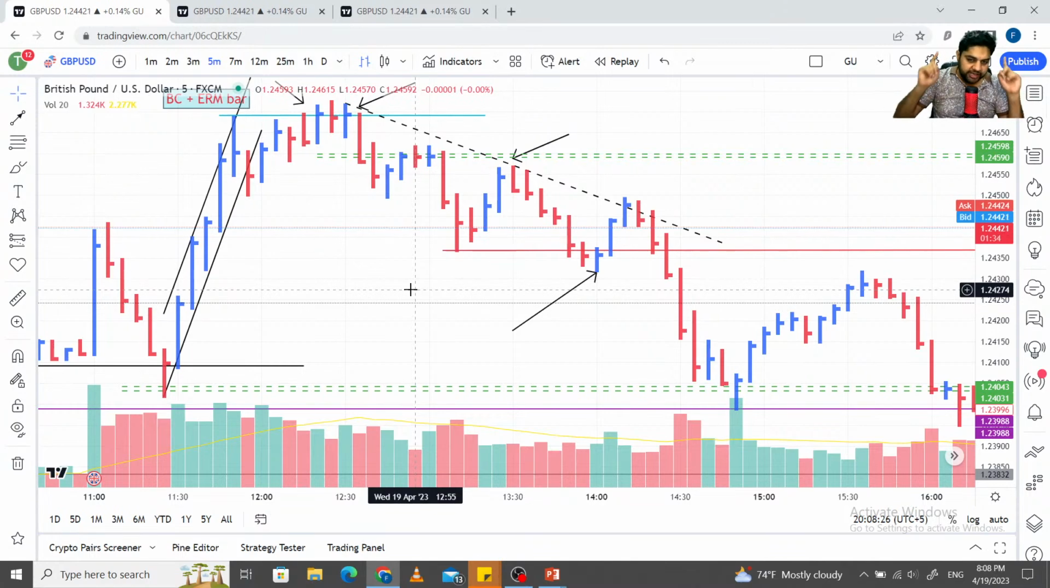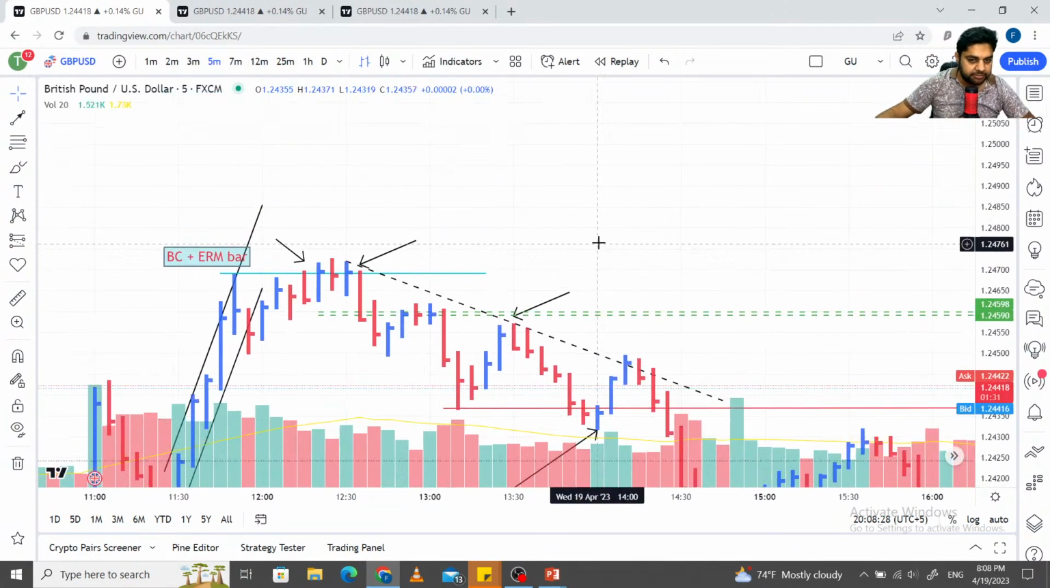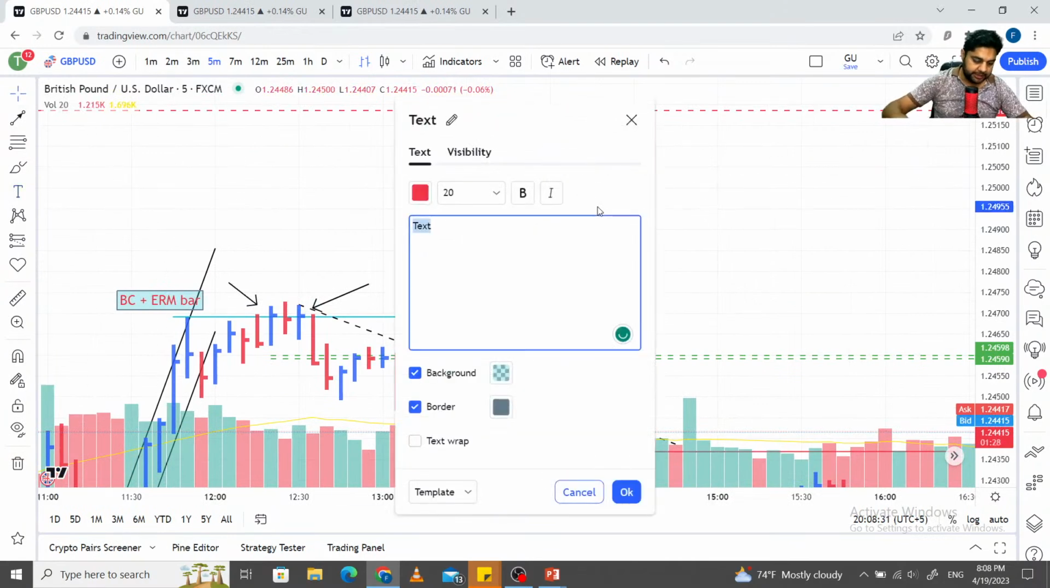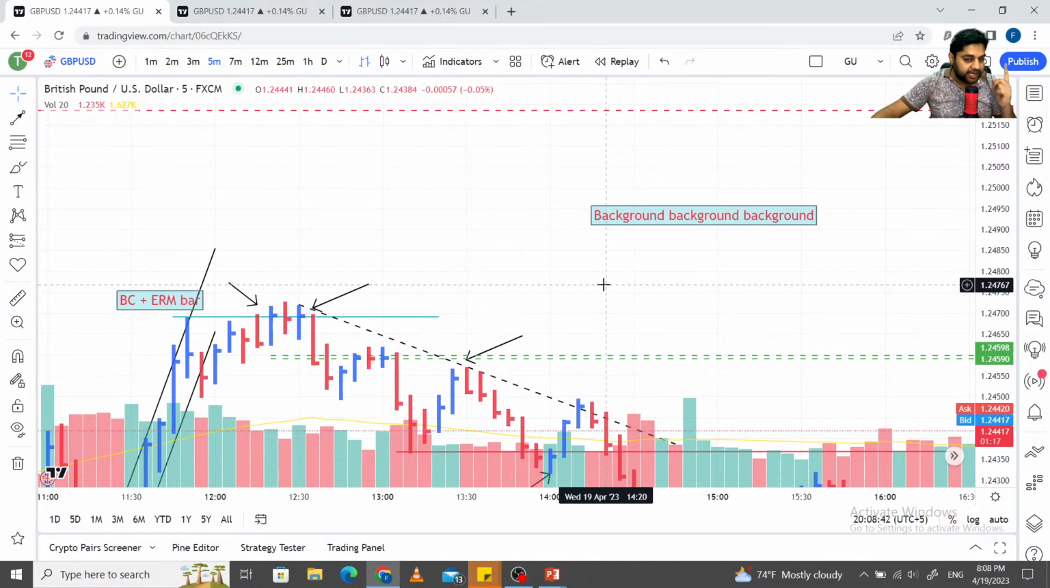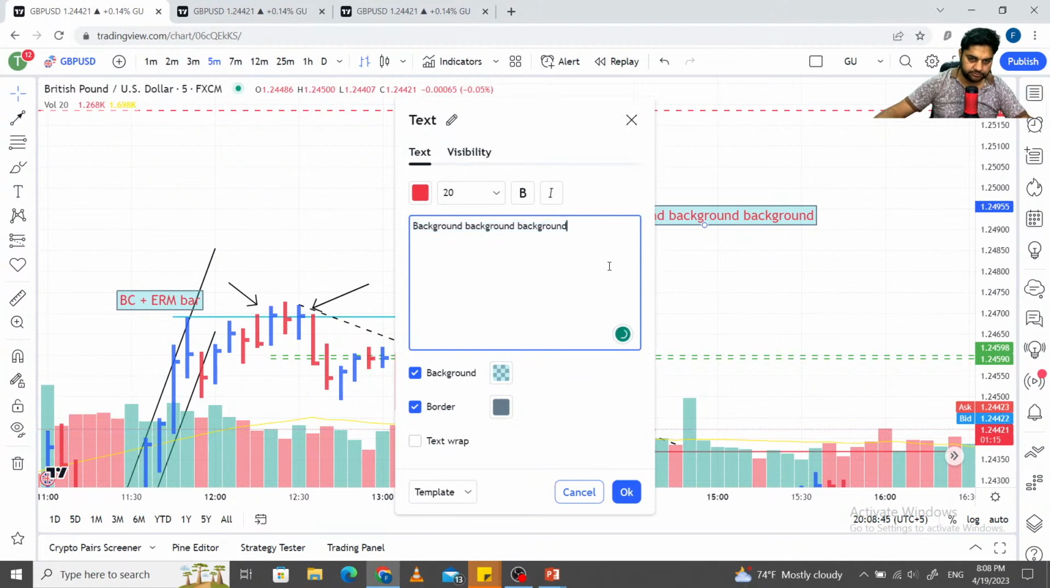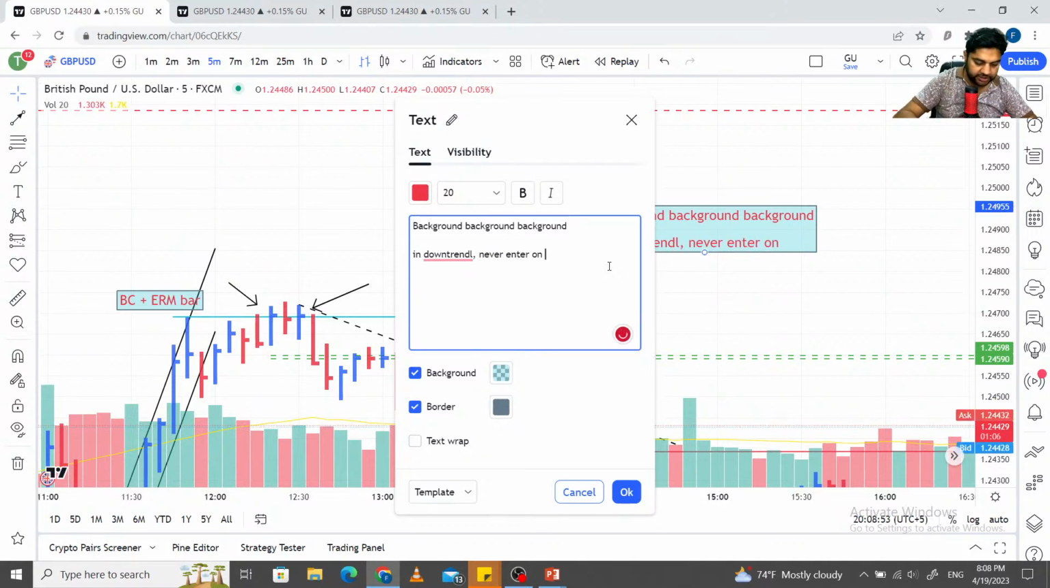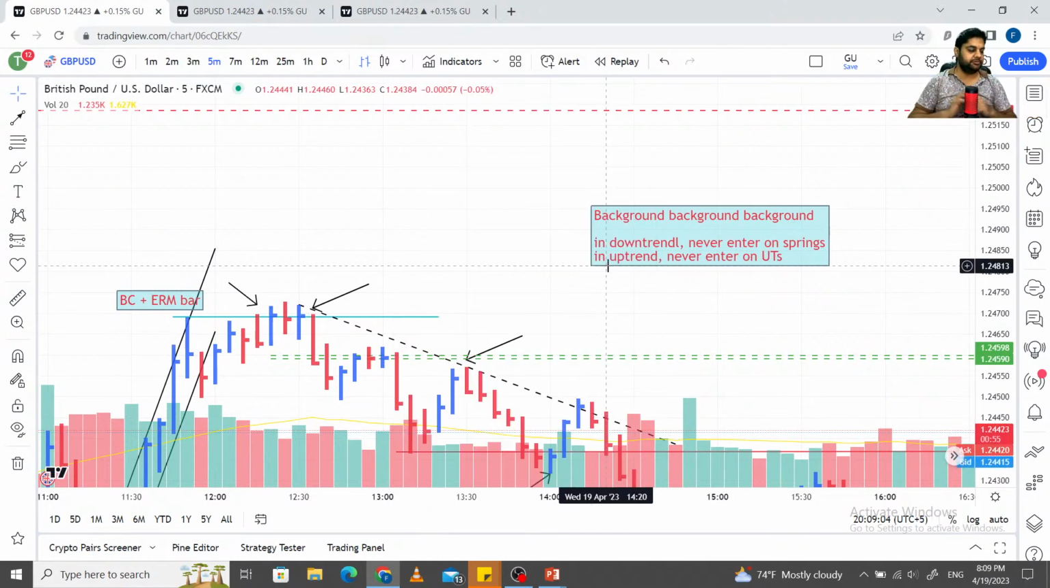Guys, always remember, background is the most important thing in trading. Background is the most important thing. And because the background is in downtrend, never enter on springs. In uptrend, never enter on UTs. Very simple idea, guys.